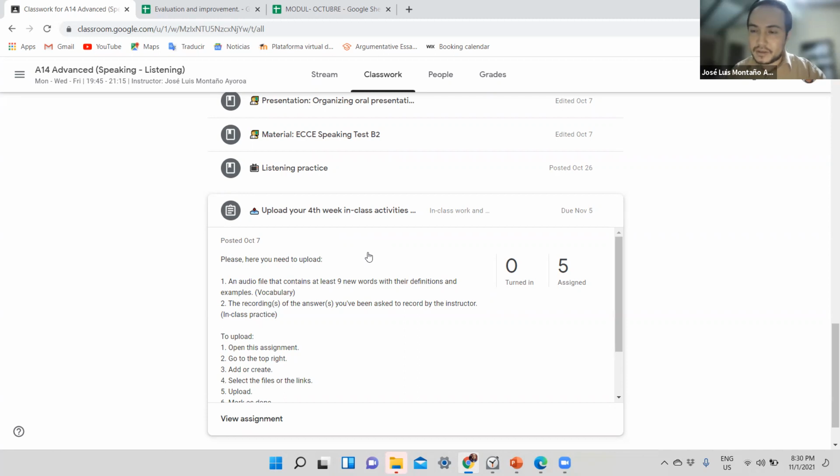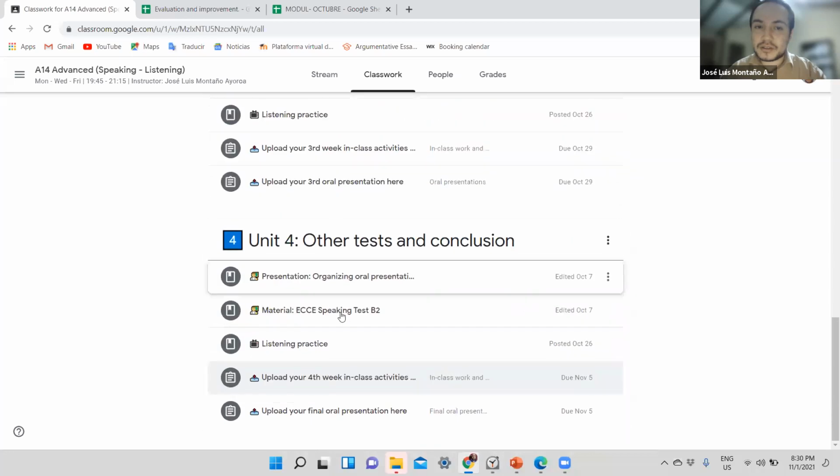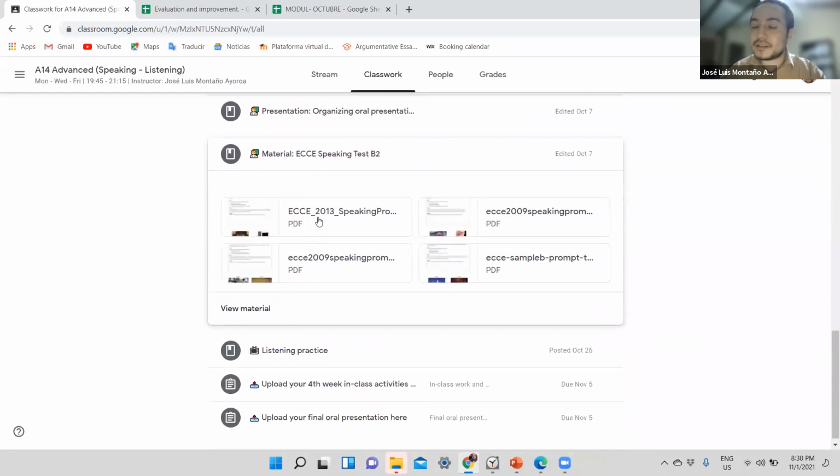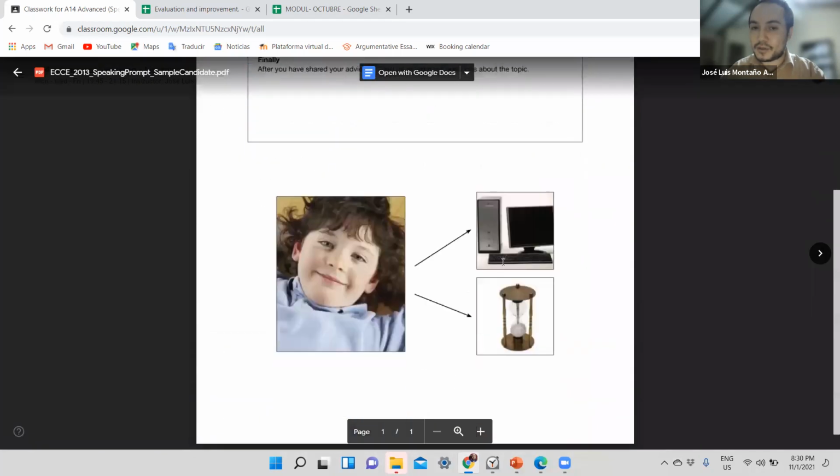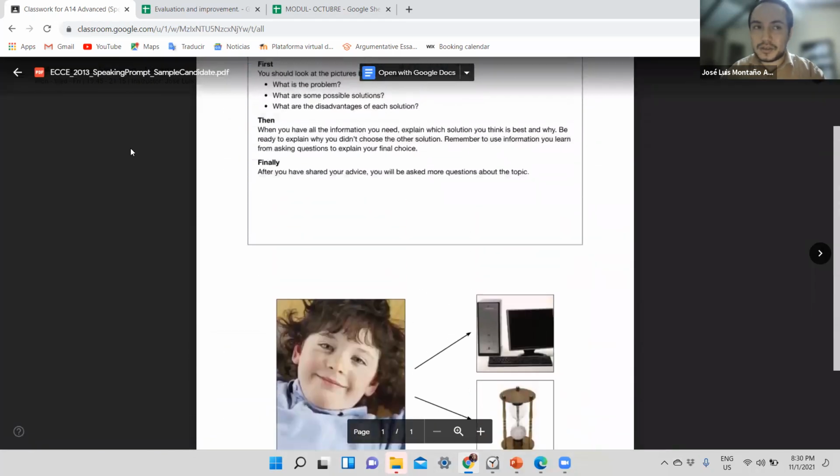Let me know. If not, I'm going to stop sharing my screen and I'm going to read, all right, the information for the first situation. And remember the first situation, you have that in Google Classroom, ECCE 2013, this one, all right, for this situation.